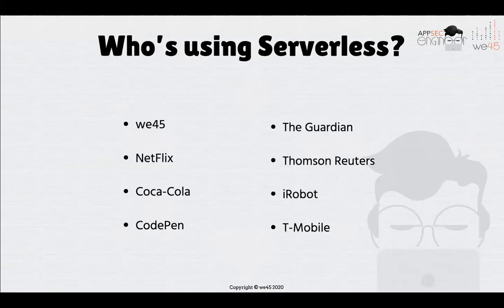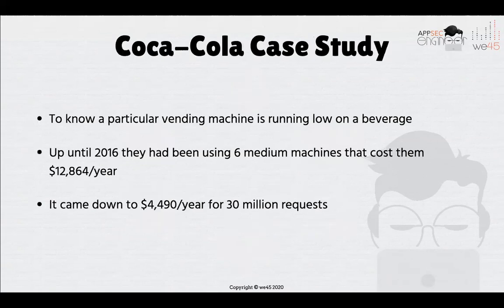So who's using serverless? V45. V45 is our company. We extensively use serverless for a lot of our internal apps and services. And other companies like Netflix, Coca-Cola, iRobot, Thomson Reuters, Guardian, T-Mobile, and CodePen, all of them use serverless for different use case scenarios. Let's see one case study from Coca-Cola.